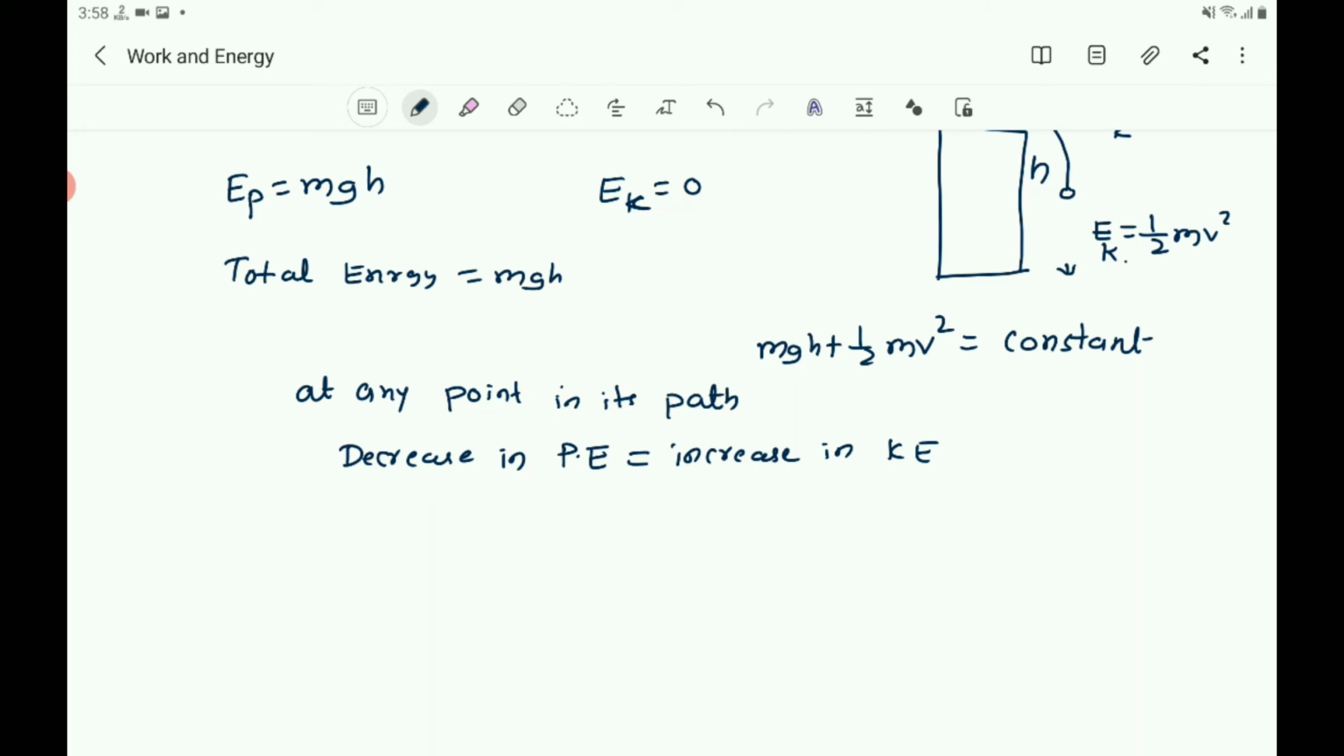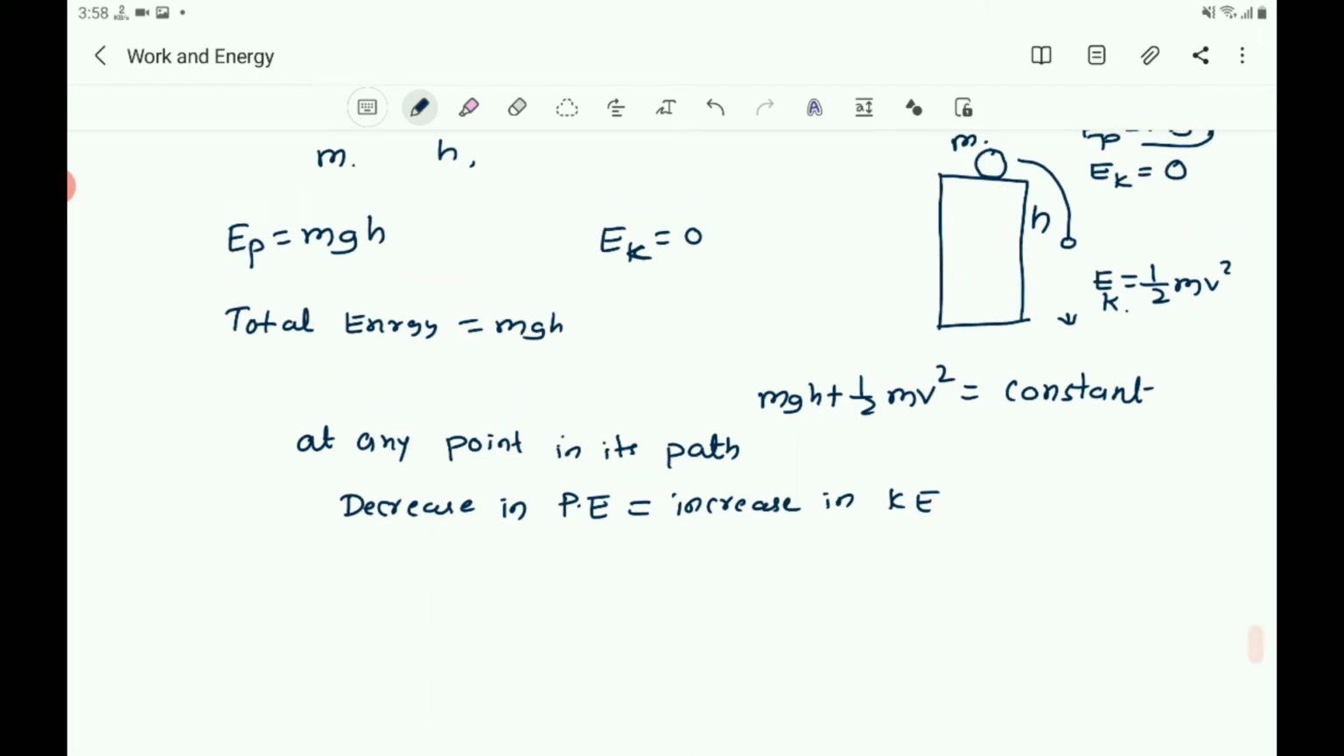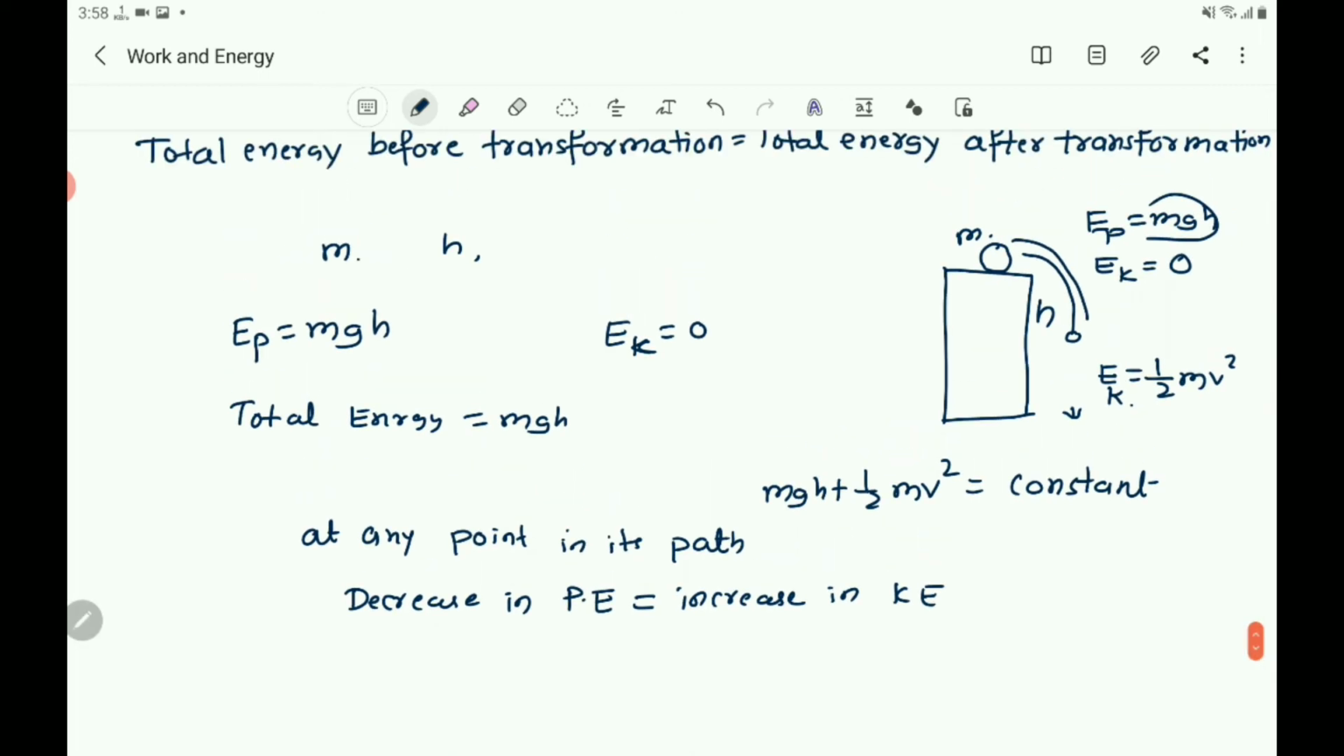There is thus a continued transformation of gravitational potential energy into kinetic energy. Continuously, here what happens? When the object is made to fall from a certain height, there is continuously a change in the potential energy. There is a transformation of the potential energy into kinetic energy.